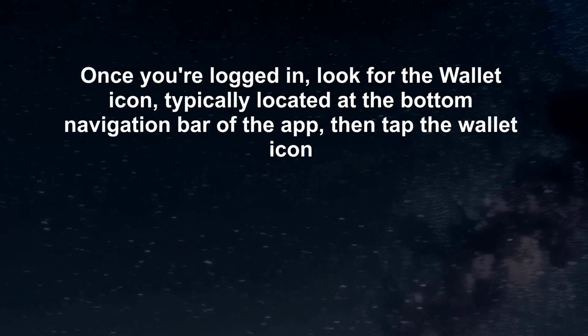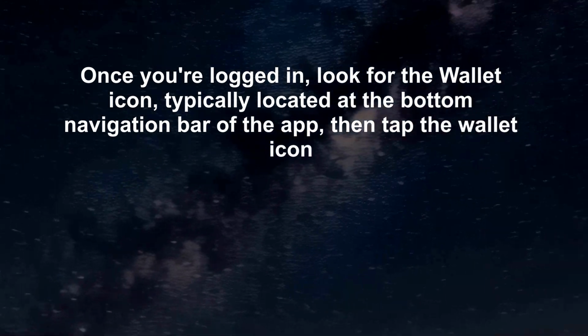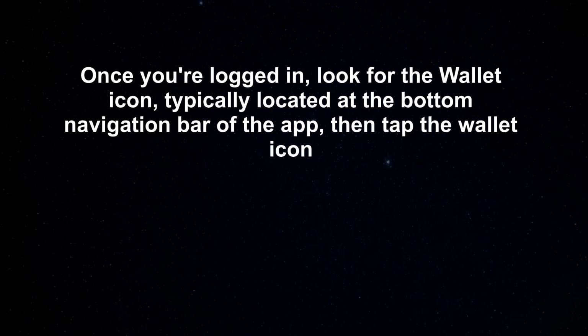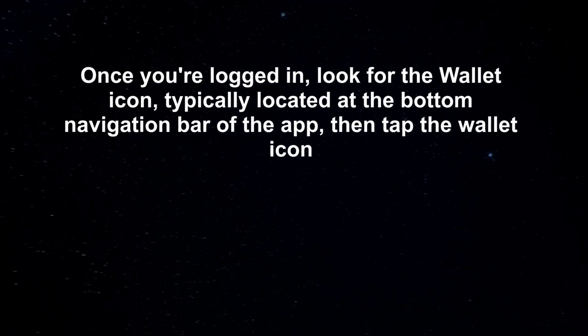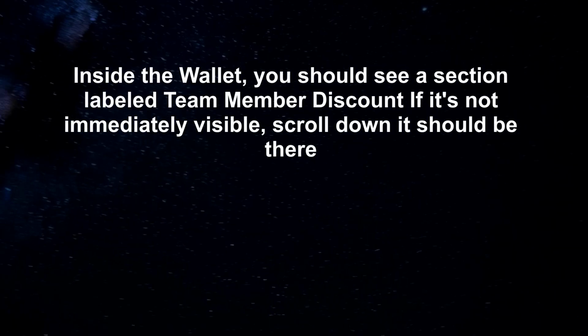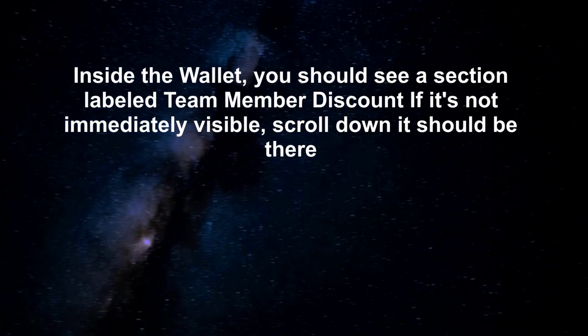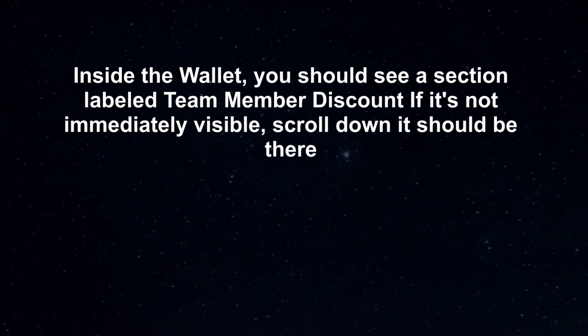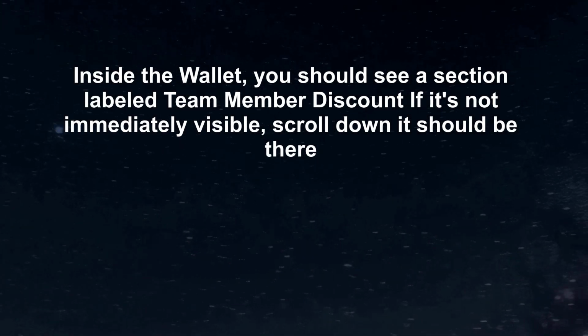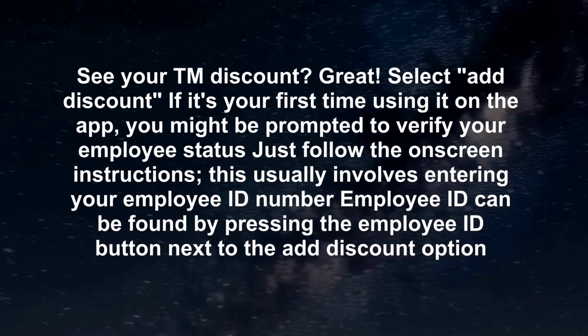Once you're logged in, look for the wallet icon, typically located at the bottom navigation bar of the app. Then tap the wallet icon. Inside the wallet, you should see a section labeled Team Member Discount. If it's not immediately visible, scroll down, it should be there. See your TM discount? Great!